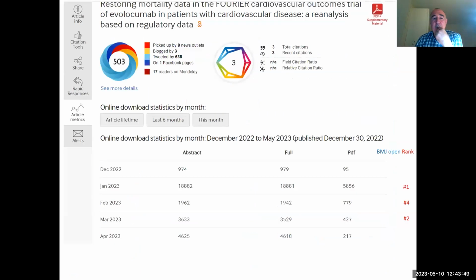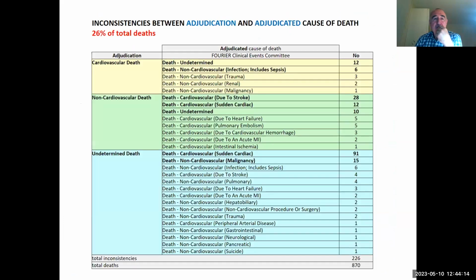And one month after publication, we could see that it was very nicely accepted, and it attracted a lot of attention from readers. It became top 1 in the BMJ Open rank, and it is scoring high.